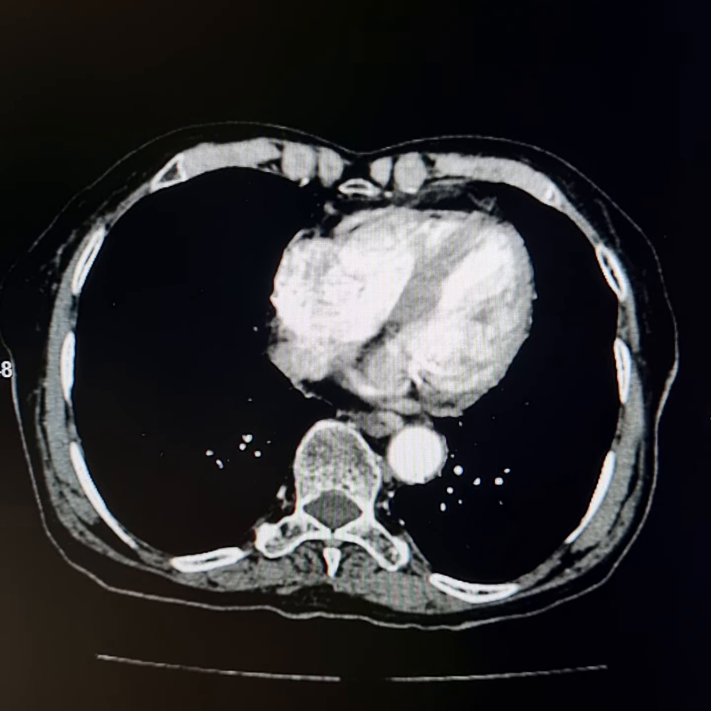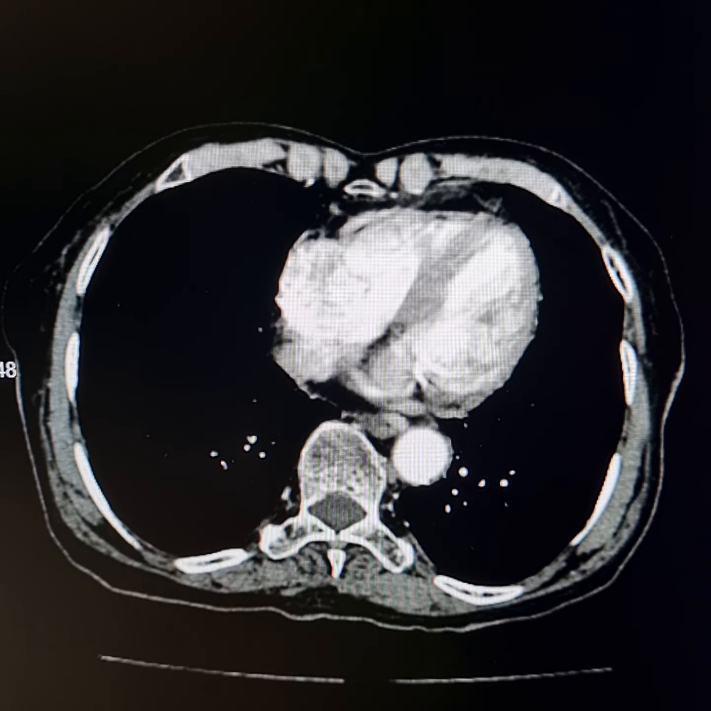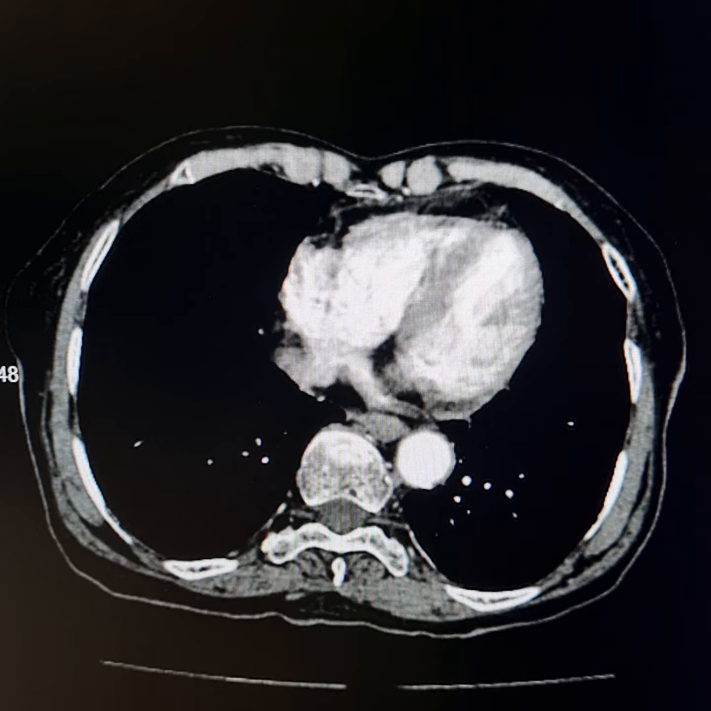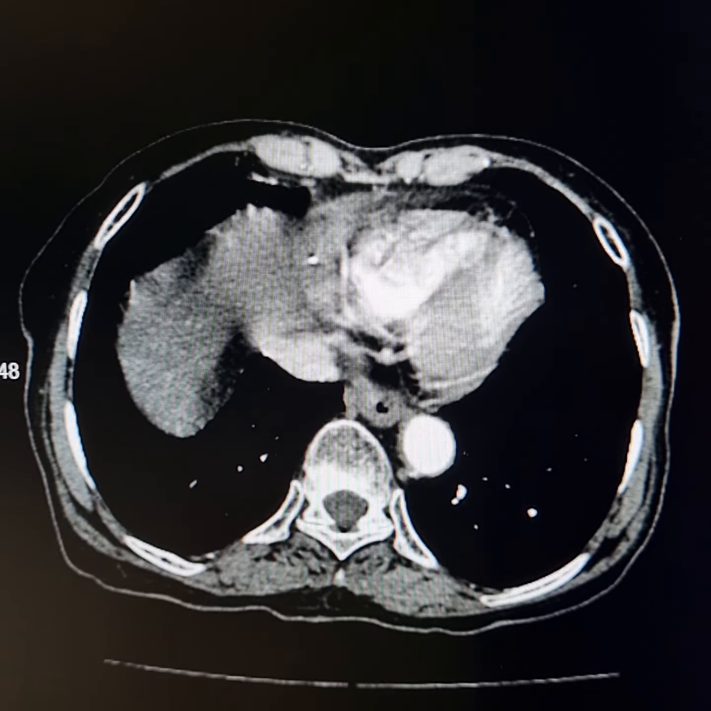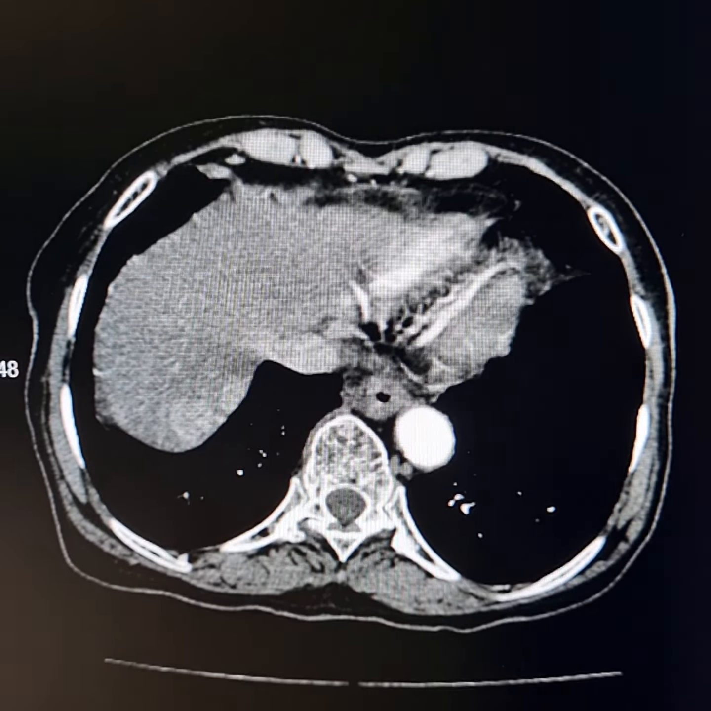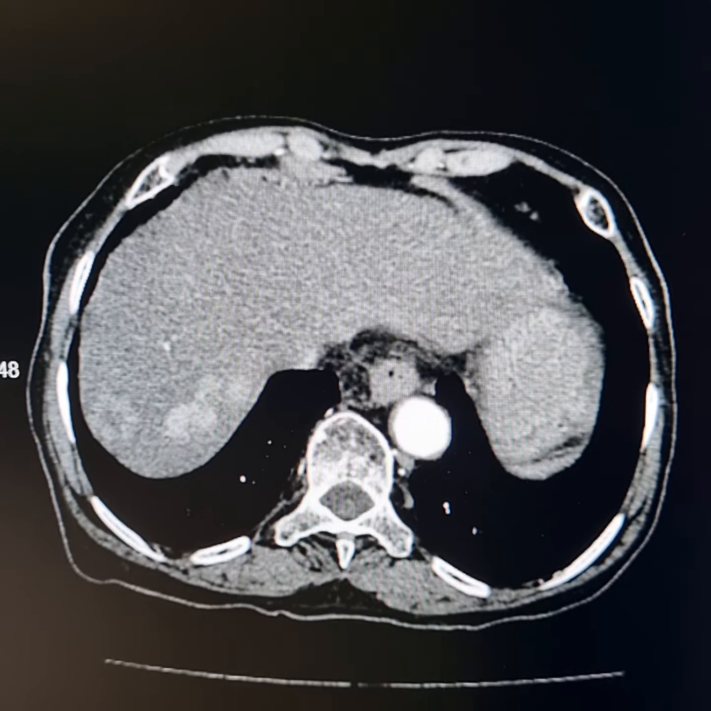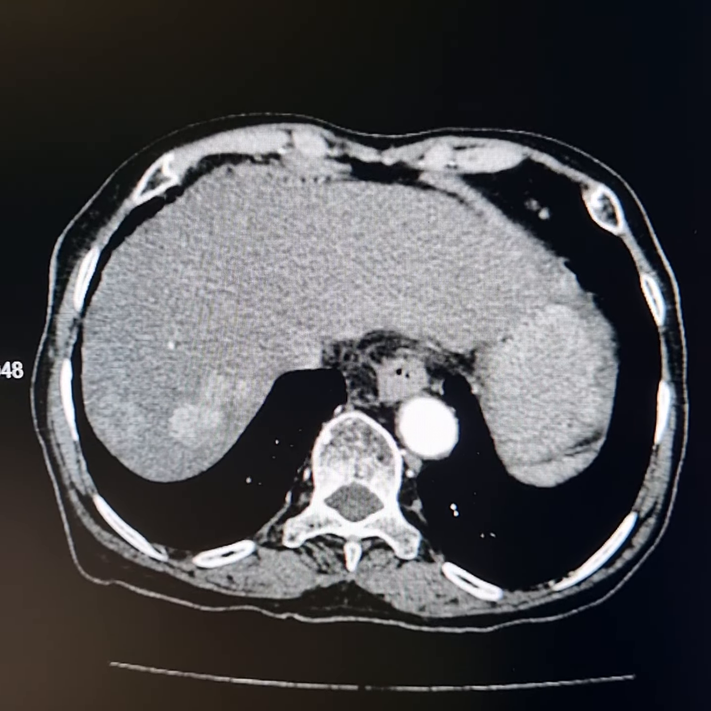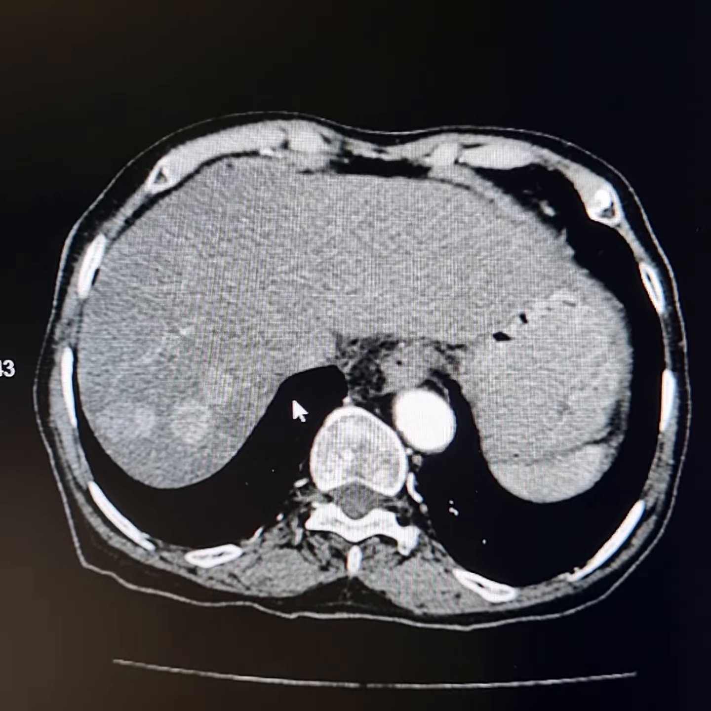This is a contrast CT scan of a 75-year-old female patient. She is a known case of hepatitis C and hepatic cirrhosis. She has developed hepatocellular carcinoma, for which a triphasic CT scan was advised. Now please, this is the arterial phase.